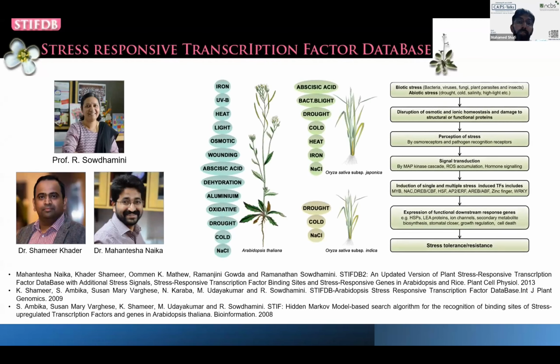Currently in STIFF-DB, we have three plants: Arabidopsis thaliana, Oryza sativa japonica, and Oryza sativa indica, and these are a few of the stresses we have listed here. In the current version, STIFF-DB 2, we have incorporated all these data, and a few popular cis elements or transcription factor binding site families. Now, Shamir will talk about this project. Over to you, Shamir.